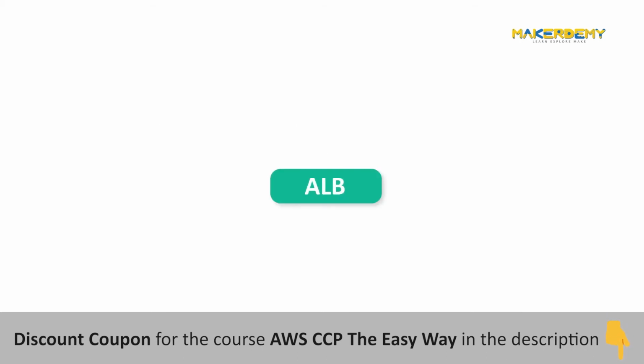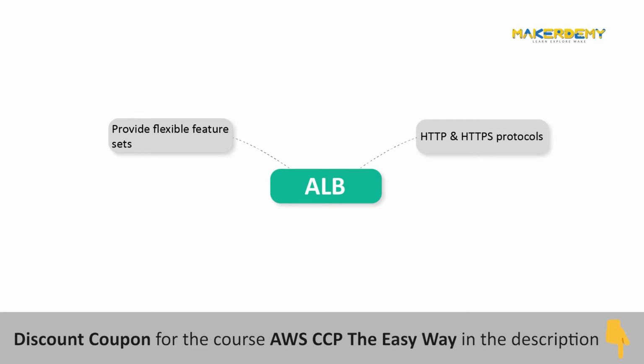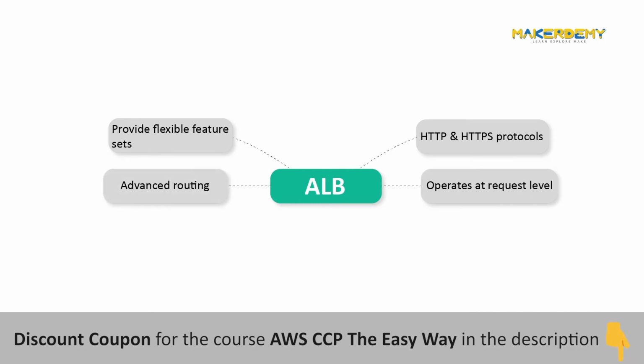Application Load Balancer, or ALB. It provides flexible feature sets for web applications running the HTTP and HTTPS protocols. It operates at request level. It provides advanced routing, TLS termination, and visibility features targeted at application architectures.